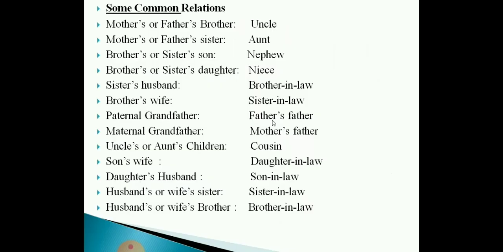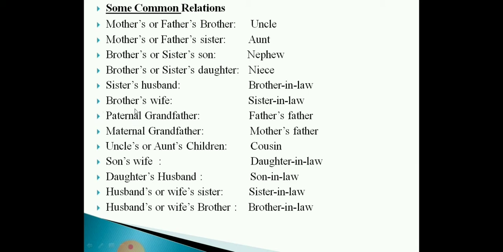Okay, so the main thing you need to remember from this topic is some common relationships. You can connect all the relations with yourself. Your mother's or your father's brother is your uncle. Your mother's or your father's sister is your aunt. Your brother's or your sister's son is your nephew. Your brother's or sister's daughter is your niece. Your sister's husband is brother-in-law. Your brother's wife is your sister-in-law.